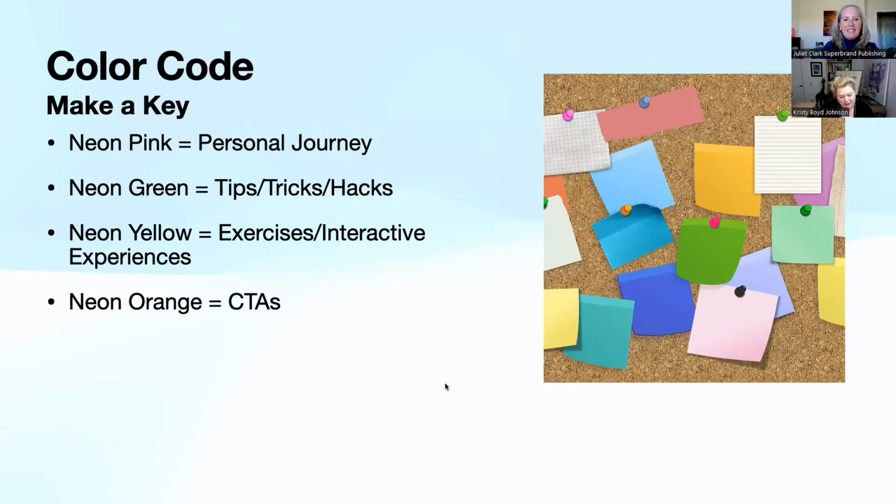So neon green I use for tips, tricks, and hacks. Because really, if you're an expert on anything, you always know little tips and strategies that you can share with your clients, that you probably already share with your clients, that you could put in your book. People love it if you make things simple and easy for them, because our world is hard enough without making a book overcomplicated. So neon yellow, I put interactive experiences and exercises.